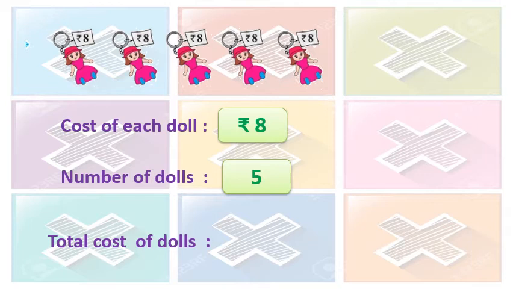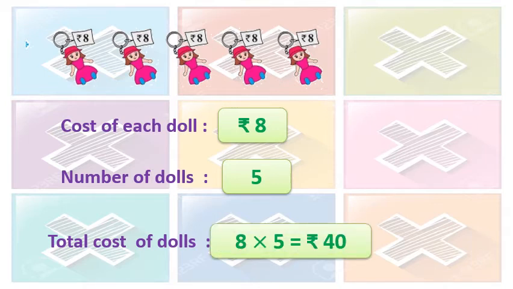I want to purchase 5 dolls. Then how many rupees I have to give to the shopkeeper? What we will do? We will multiply 8 rupees into 5. Okay? We will multiply 5 and 8. So 8 5s are 40. Correct? So that is rupees 40.